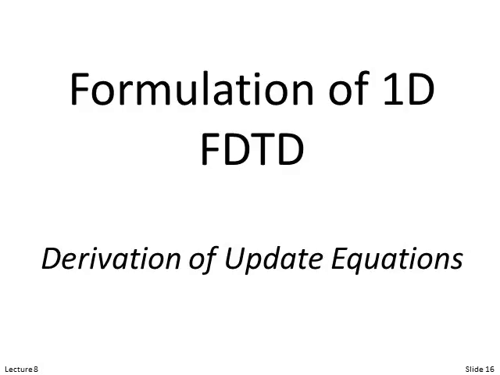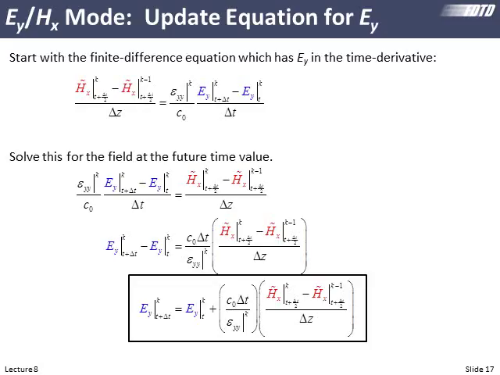Once we have our finite difference equations, then we're moving on to the update equations. So the basic process for deriving the update equations, we start with our finite difference equation. We isolate the field value that exists at the future time step. So for example, in this equation, it's E sub y at t plus delta t. And we solve this equation for that term. And working through the algebra, here's where we end up.